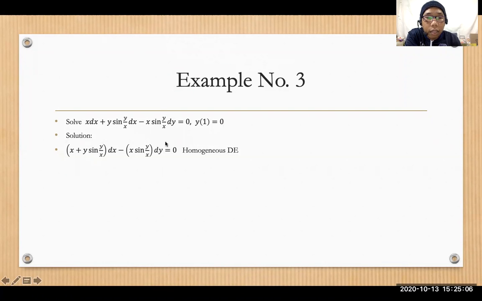Now take a look at the coefficient of dy. Sine of y over x is homogeneous function din. Tapos yung x will give us degree 1, di ba, for this coefficient of dy. Okay? Nasundan ba, guys?